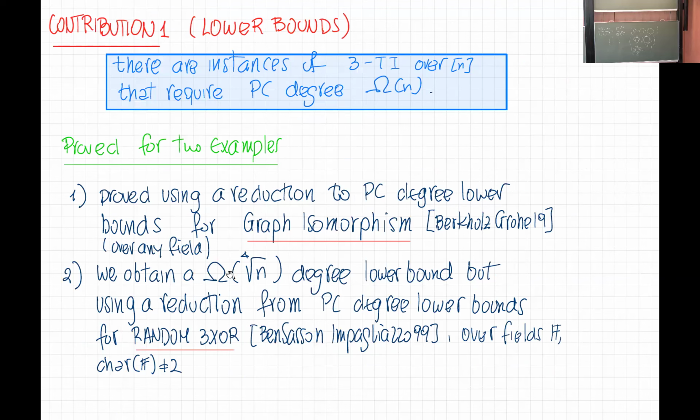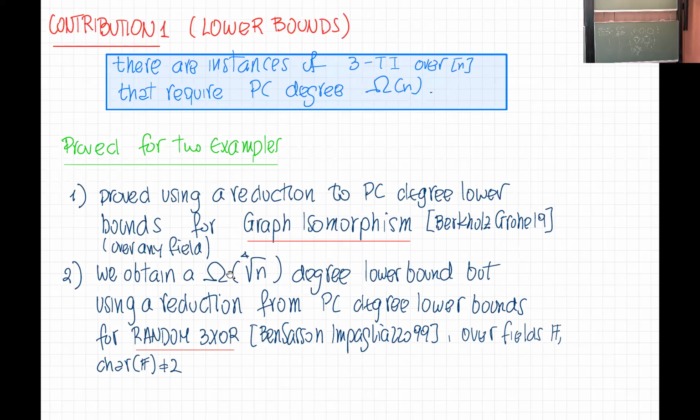Okay, let's see what are the results that we have. So we have three contributions essentially. So first of all, we found that there are instances of the three tensor isomorphism problem that require PC degree omega of n. We proved this result in two ways.